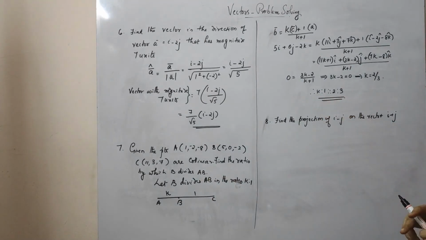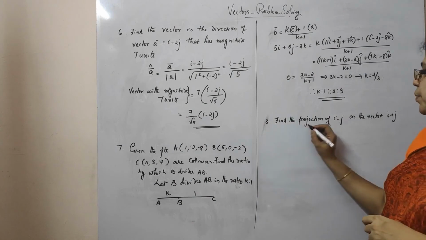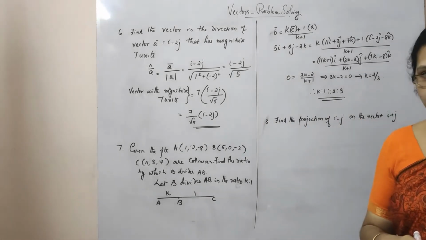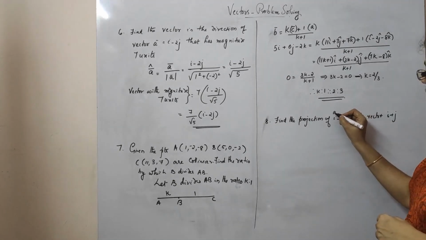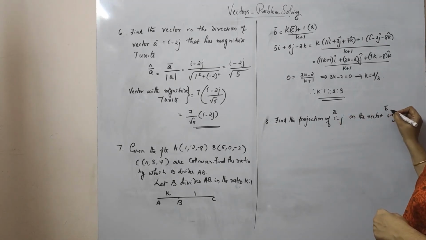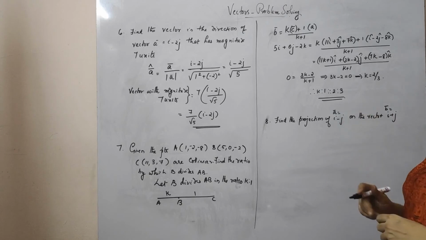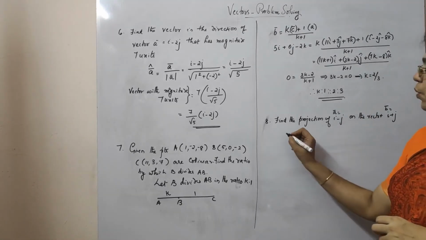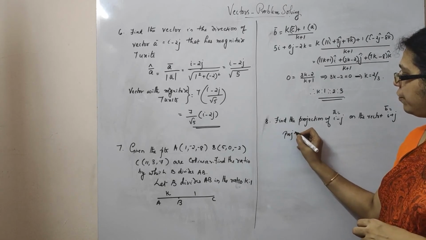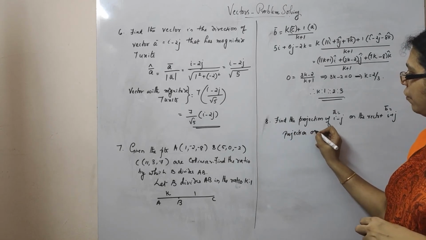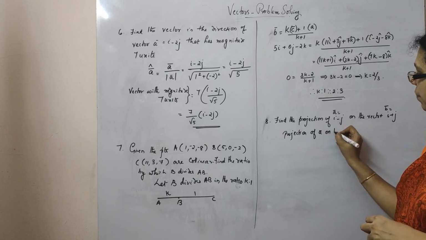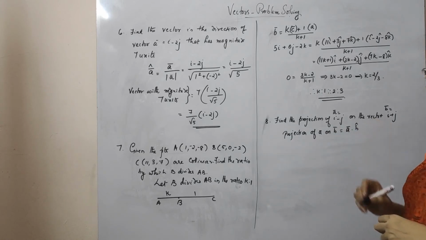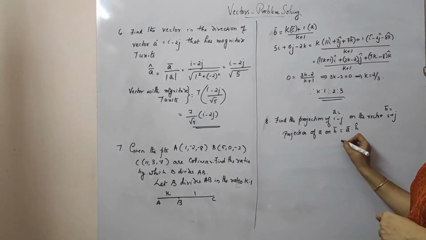Okay? Fine. Next one. Find the projection of i minus j on the vector i plus j. So I take this vector as vector A and this vector as vector B. So vector A is equal to i minus j and vector B is equal to i plus j. So the projection of vector A on B, what was the formula? Vector A dot B cap.